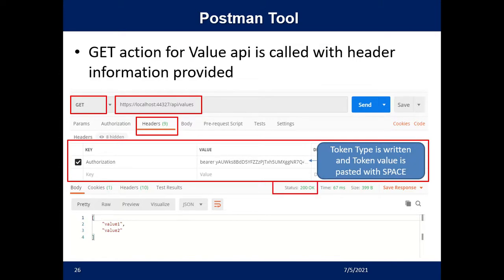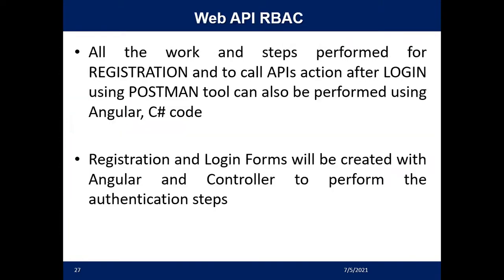Token type is returns, okay. All the work and steps performed for registration and to call the API action after login using the Postman tool can also be performed using Angular JS code. In this way we registered our user, and then we accessed the values controller with the help of Postman. These both works were done with the help of Postman, but the same work can be done with the help of Angular and JS.